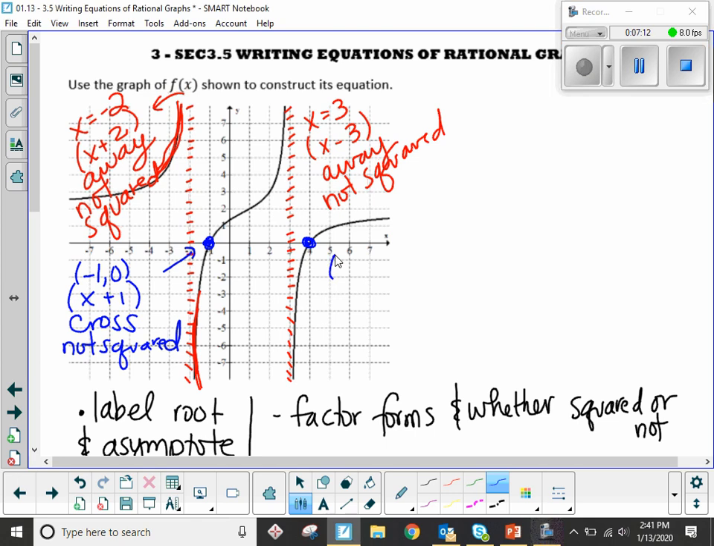This point is 4, 0. What factor gives me that root? Okay, perfect. And is it crossing or bouncing there? And does that mean it needs to be squared, Aiden, or not squared? Perfect. Raise your hand if you got that right. You got all that. Okay, excellent. Y'all are so smart. So here's what we're going to do with that information now.